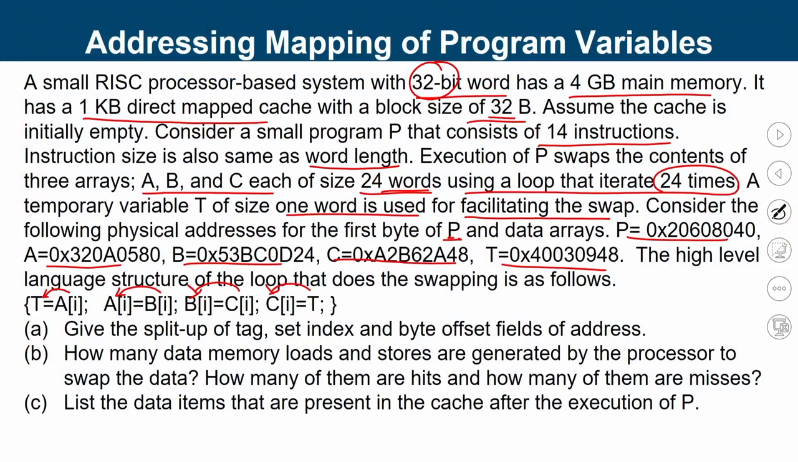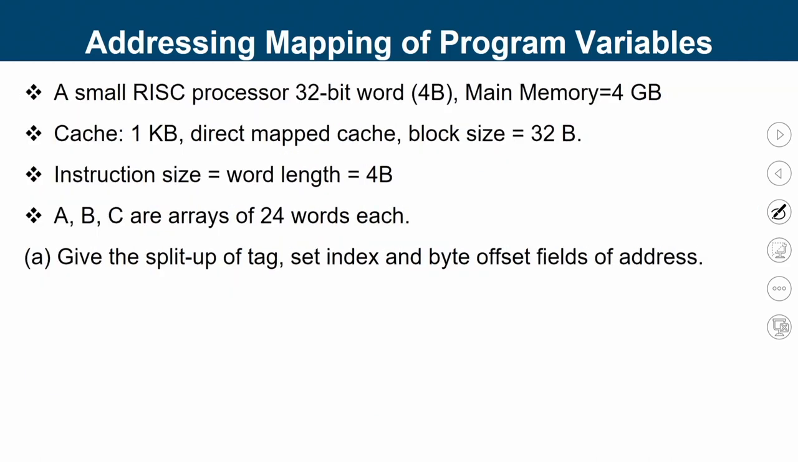Give the split up of tag, set index and byte offset fields of the address. Simple one that we know. How many data memory loads and stores are generated by the processor to swap the data, and how many of them are hits and how many of them are misses? And the last one: list the data items that are present in the cache after the execution of P. So, let us take one by one.